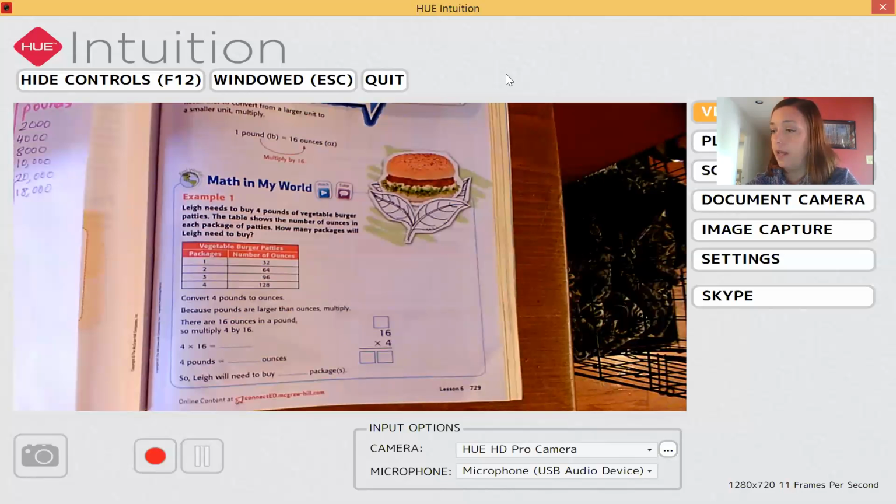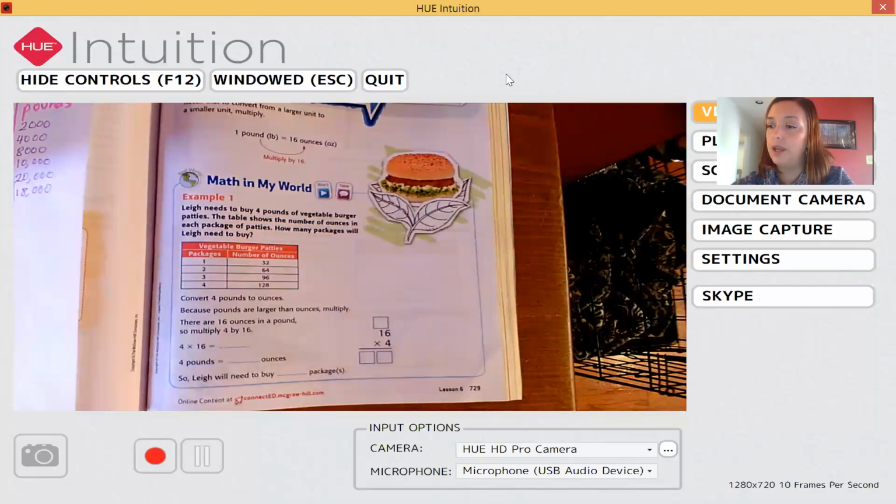But if you notice that each one of the packages, they come in ounces. So we need to know how many ounces she needs, okay? So she's buying 4 pounds, so we need to convert that to ounces. So we need to multiply. There are 16 ounces in a pound, so you can multiply 4 by 16, okay?